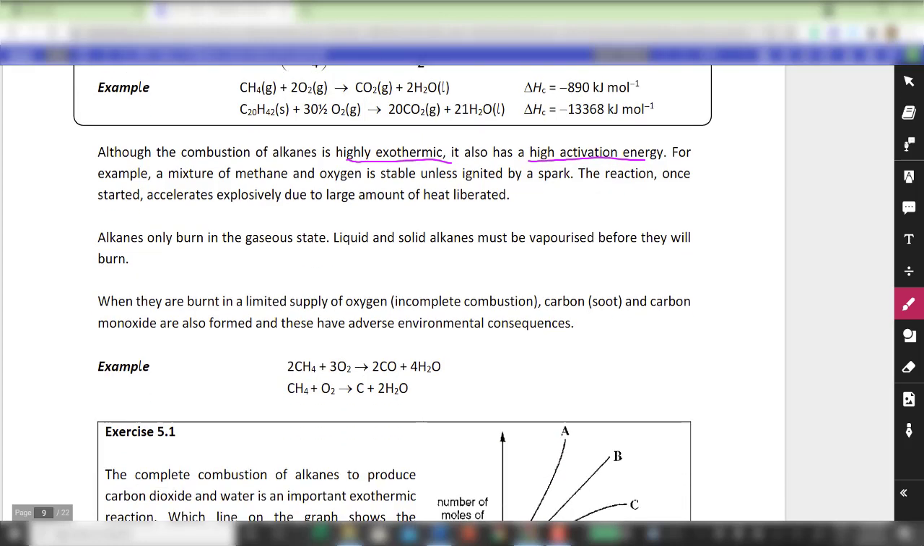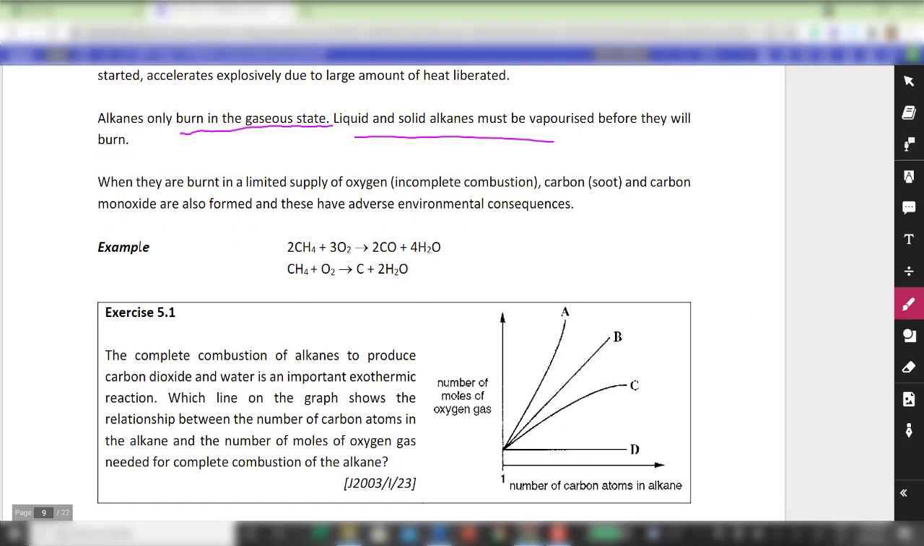Remember that they only burn in the gaseous phase, so the solid and liquid must be vaporized before they are burnt. What we are usually afraid of is incomplete combustion, because the consequence is that you will produce CO, which is poisonous to our health and of course the environment as well. And of course soot, sometimes unwanted soot is produced, which can also pollute the environment. So these are some of the things we might want to be aware of.